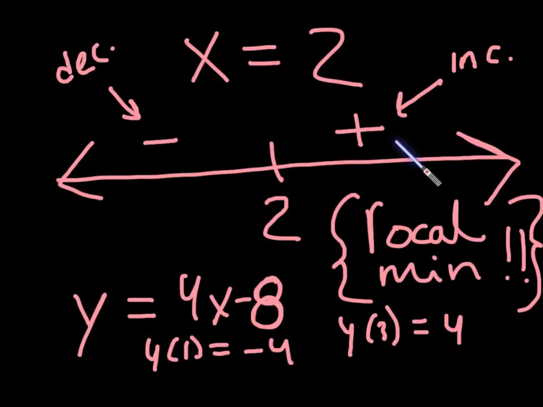You can tell that the function is increasing after 2 because the derivative is positive. Before 2, the derivative is negative, so you know the function is decreasing.